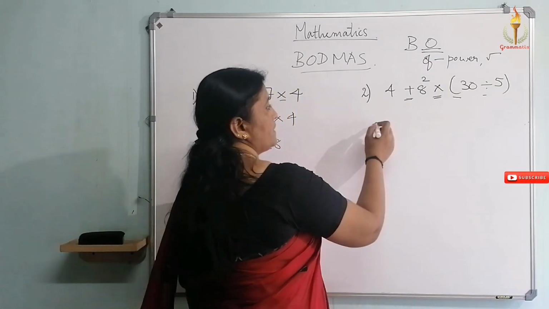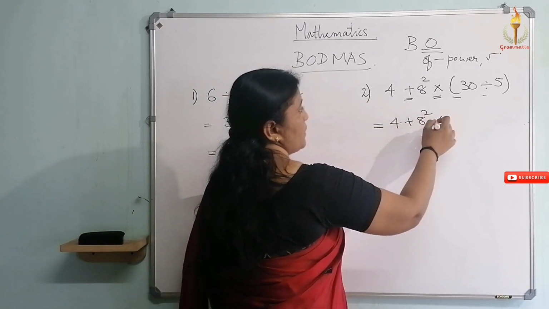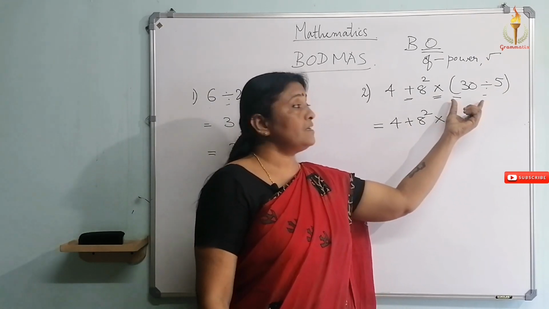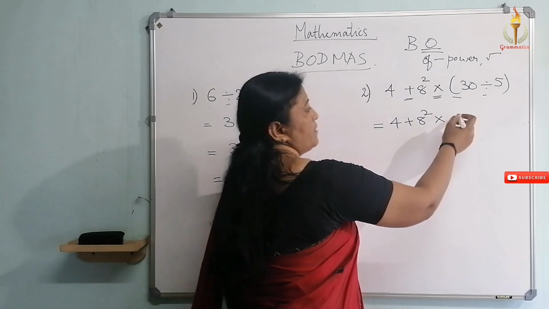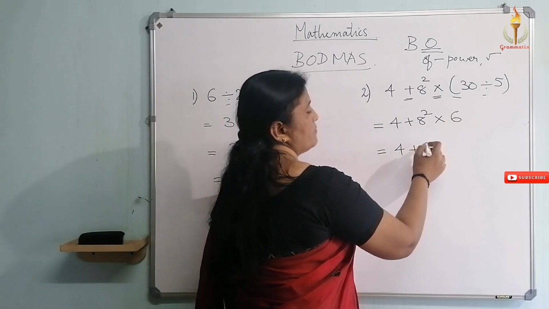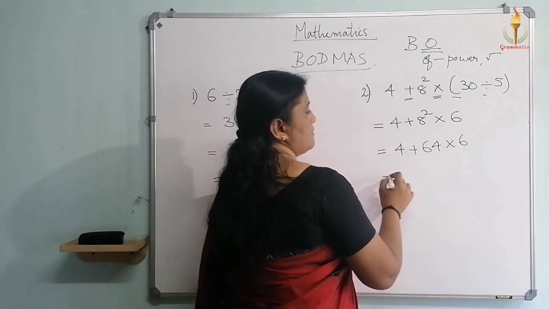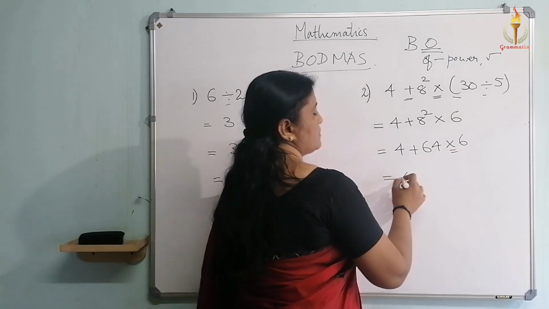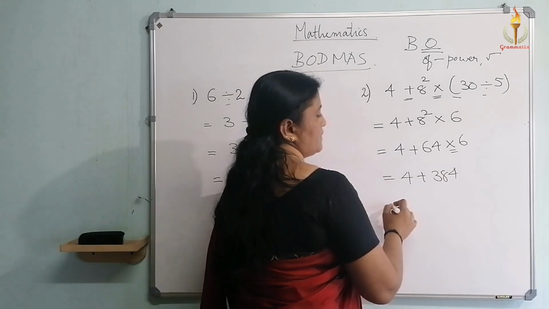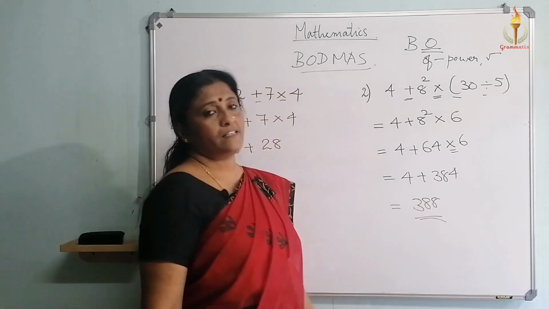So here you write it all as it is, 4 plus 8 square into 30 divided by 5. That's what is inside the bracket. So 30 divided by 5 is 6. In the second step, you just open the powers. 8 square is 64 into 6. Then you will be doing the multiplication, that is 4 plus 384, that will give you 388. That is your answer for this.